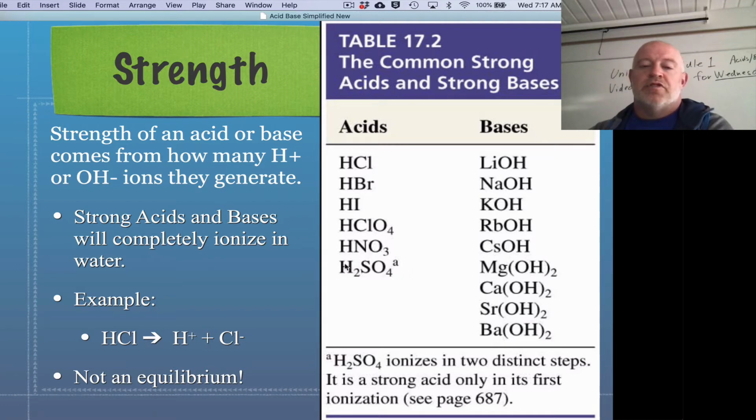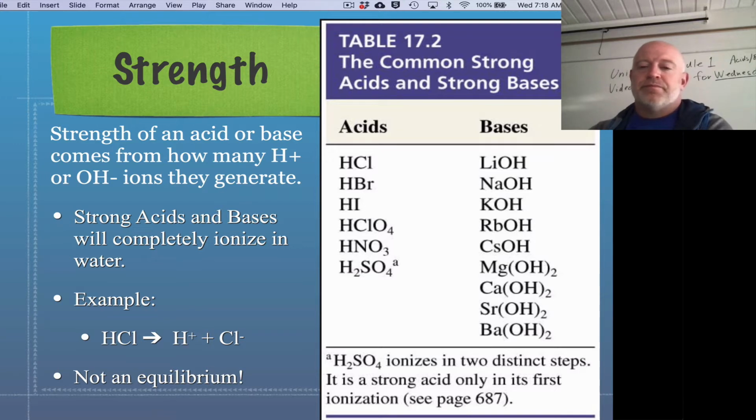One note for sulfuric acid, see the little A here. Sulfuric acid is actually diprotic, meaning it has two hydrogens to give. For sulfuric acid, only the first hydrogen is the strong one. It ionizes in two steps. It can give up one hydrogen ion very easily, which is considered a strong acidic property. The second hydrogen ion does not always release, so removing the second one would be considered a weak scenario, and we'll talk about that in a second.